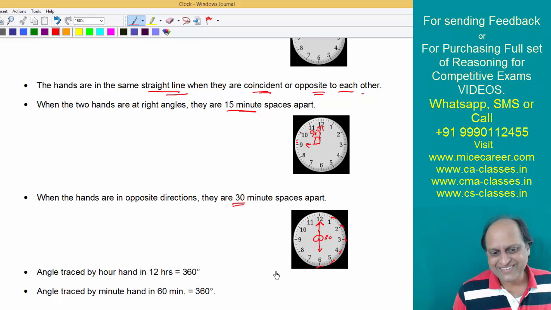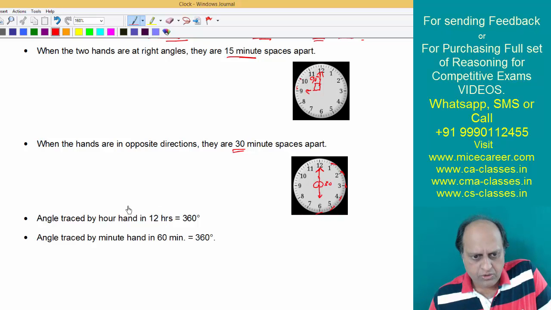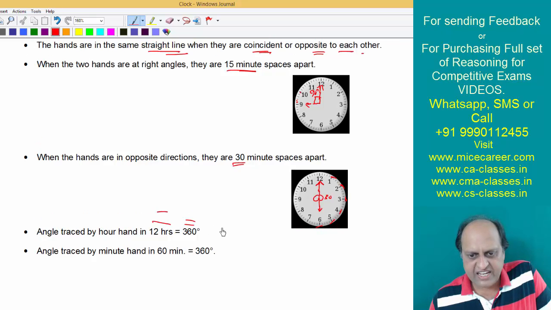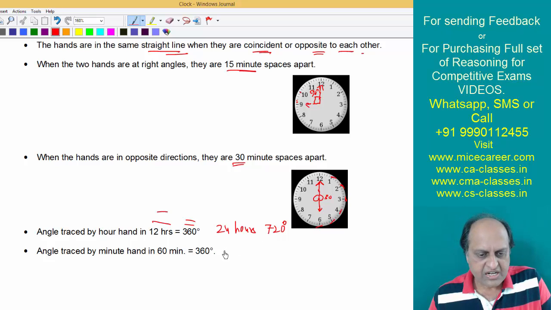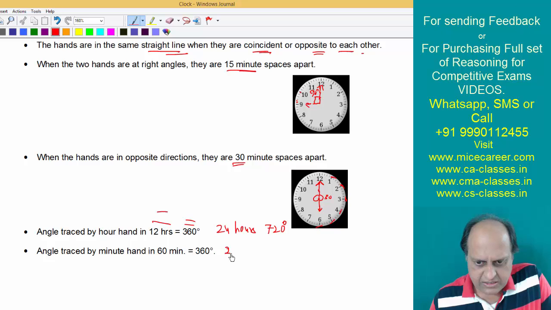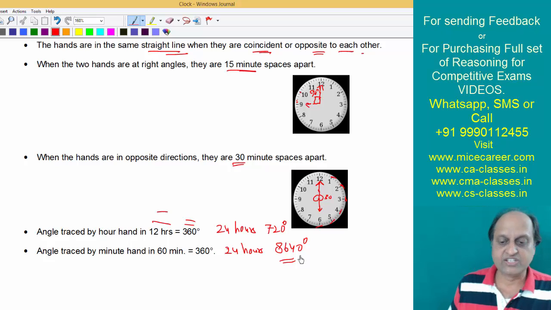Now is the idea clear? This I have already repeated. I have already told you. Angle traced by an hour hand in 12 hours is 360 and in 24 hours is 720 degree. In contrast to this, the angle traced by minute hand is 360 degree in 60 minutes, and in 24 hours, that is in a day, it is 8640 degree. So how is the idea? Is it very clear?